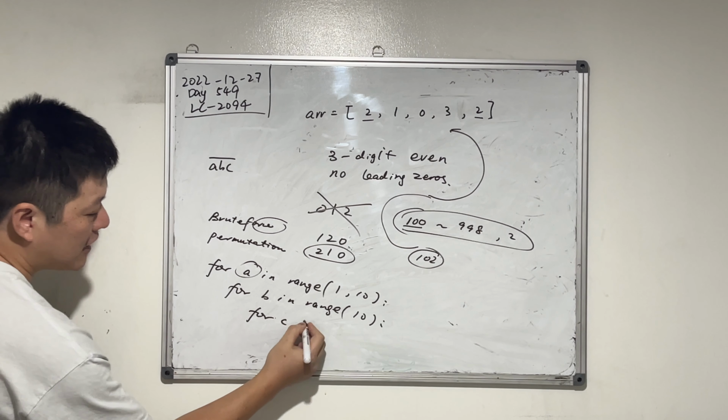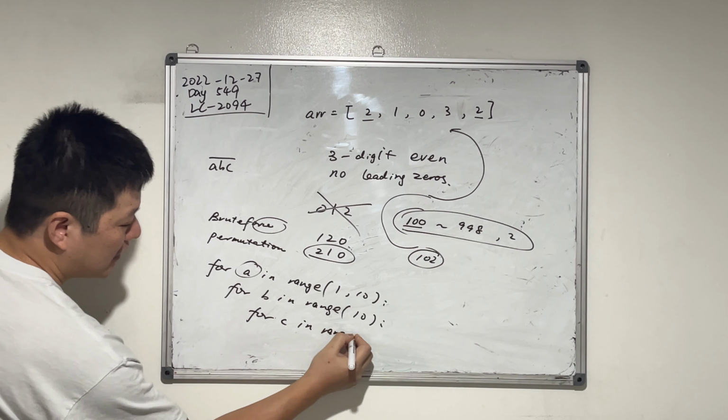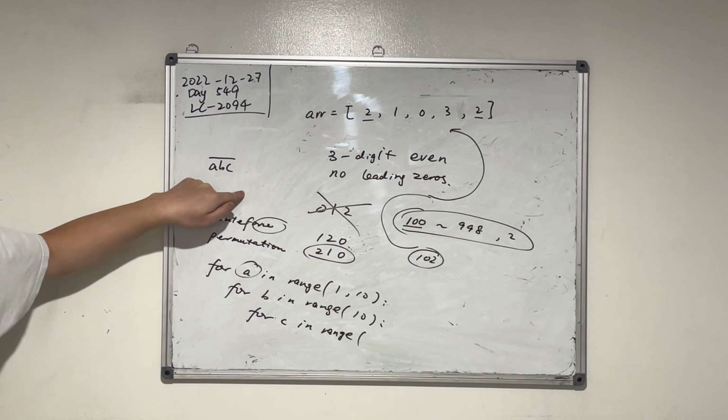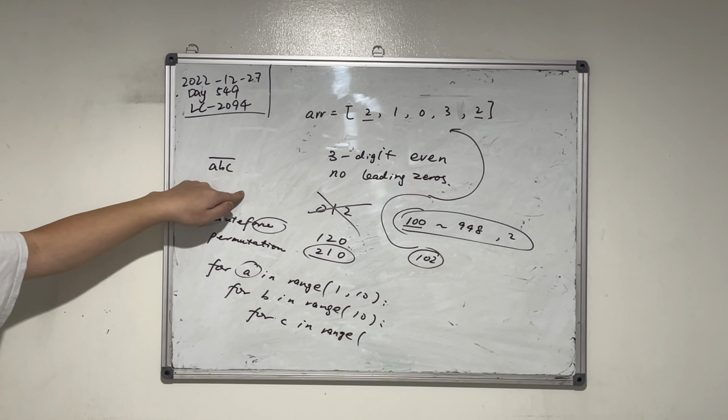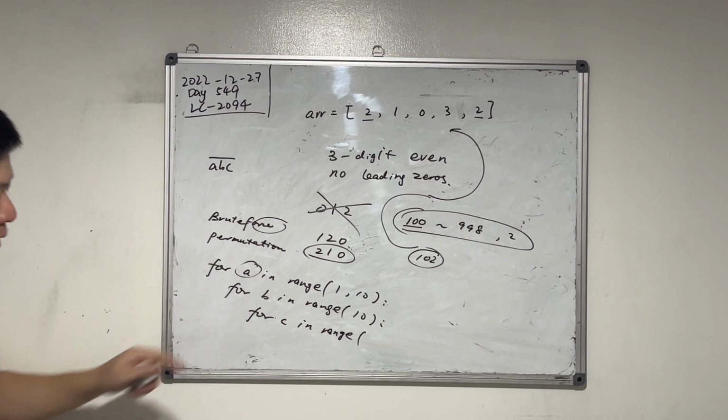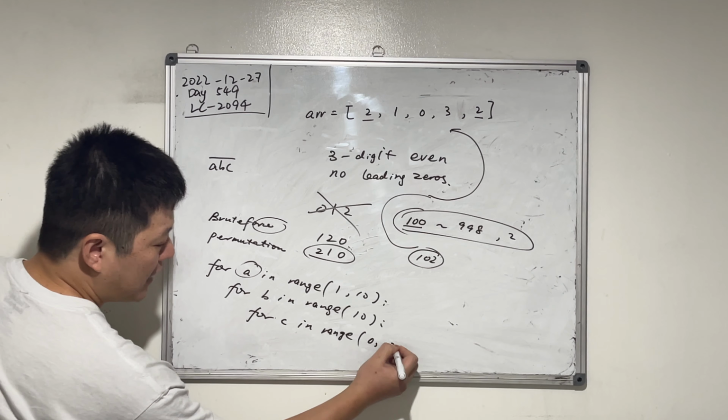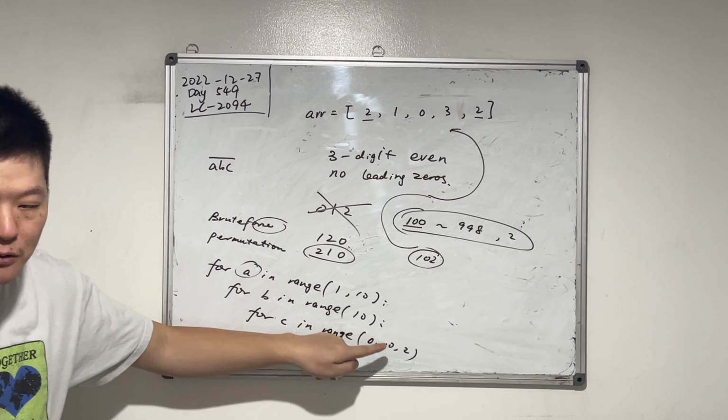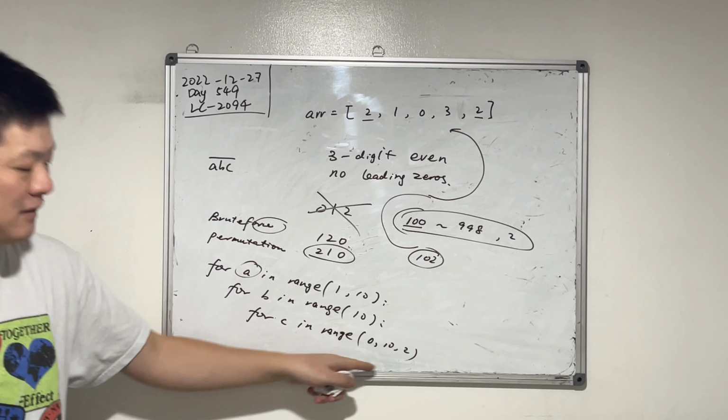For C in range, the third number, what's the third number? It has to be an even digit, because it has to be an even number. So the third number would be from 0 to 10, step 2. So 0, 2, 4, 6, 8. This is what it means.